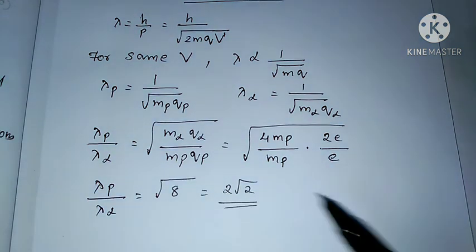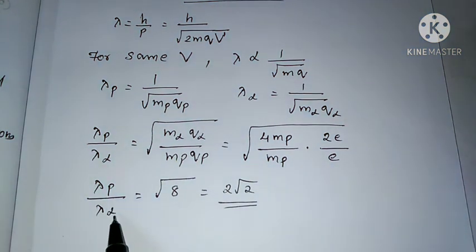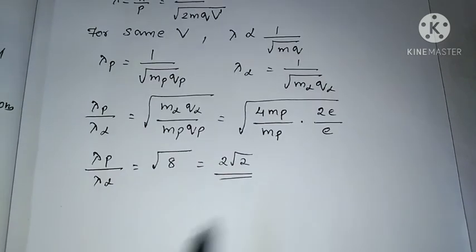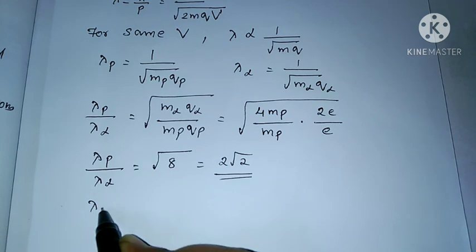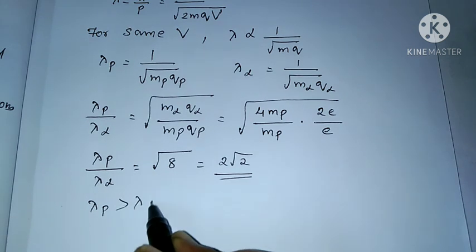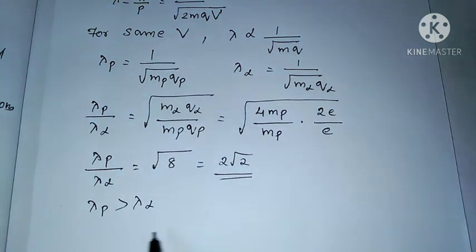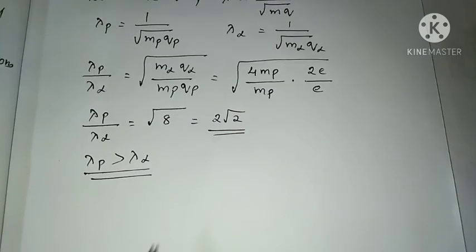So what do you understand from this? Lambda p equals 2 root 2 times lambda alpha, which represents what? Lambda p is greater than lambda alpha. That is, the proton has the greater value of de Broglie wavelength. Clear? Then what is the second part?